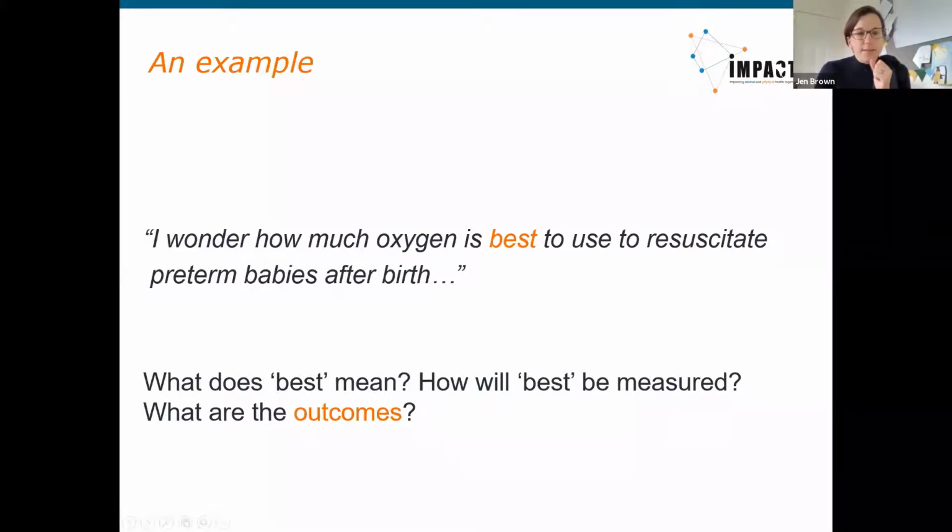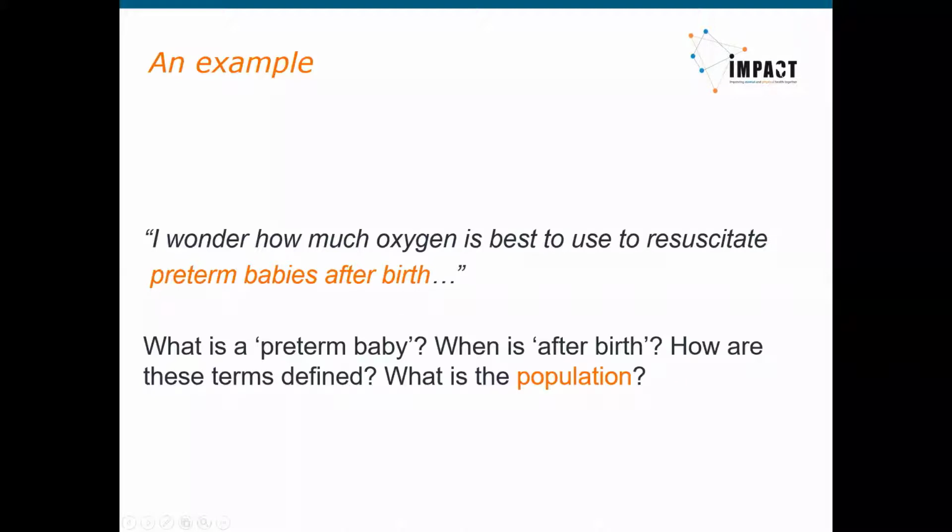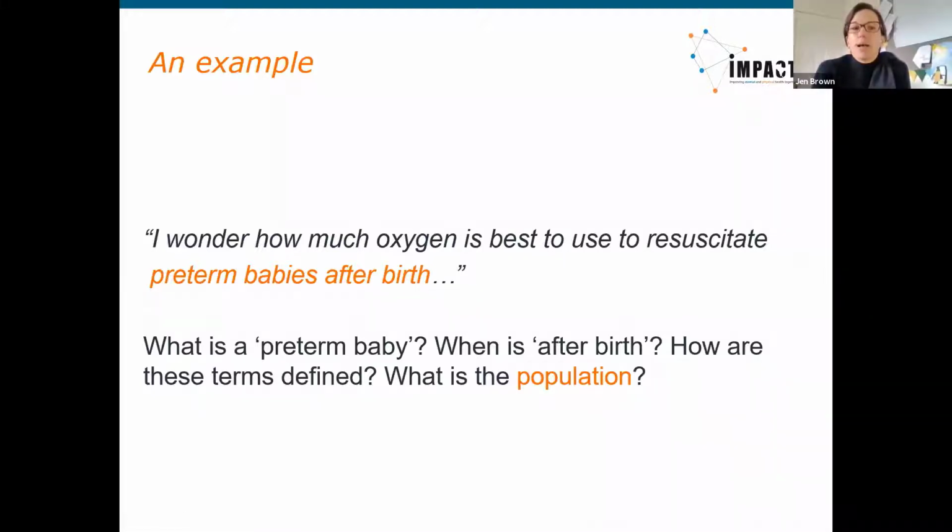And then lastly, we also need to be very clear about who these preterm babies are. What is preterm and what does after birth mean? Does that mean immediately after birth, or does it mean when they're on the neonatal unit?